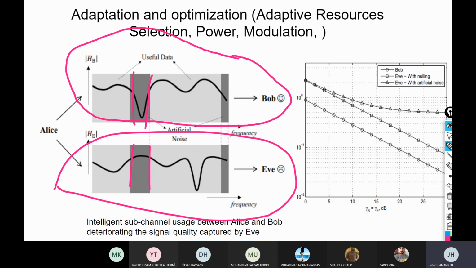But Eve has a good channel. So what do you do? If the transmitter is going to lose this data with respect to the legitimate receiver Bob, then why should he send the data? He can just choose to be silent during this duration or over this subcarrier. Not talk, not send anything.